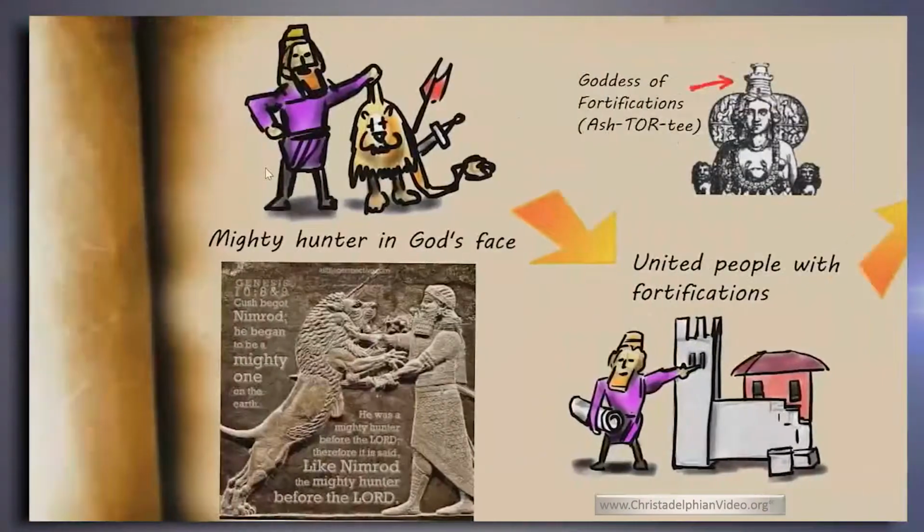What else did Nimrod do? Well, he started being the one who unified people. And he unified people with fortifications and walls. So back in Genesis, we won't go there, it says that he's got three different kingdoms, three different cities, right? There's Erech, Akkad, Calneh, and all these cities were put together as one city called Babylon.